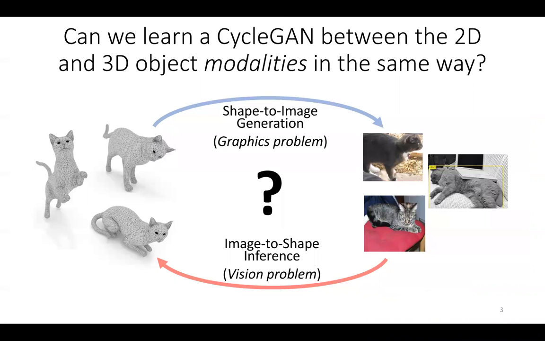Given the success of Cycle-GAN, a natural question is whether we can apply this to translating between the modalities of an object in the same way, in particular, mapping between 2D and 3D. So without paired data, we need to learn a shape-to-image translator, which effectively solves a graphics problem, and an image-to-shape translator, which performs 3D computer vision. Learning these two functions is the goal of our work.